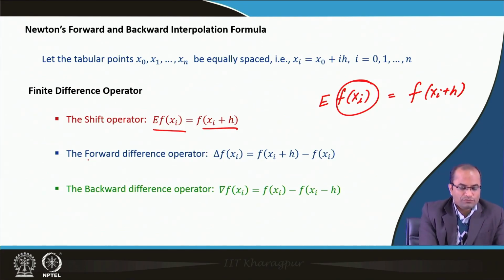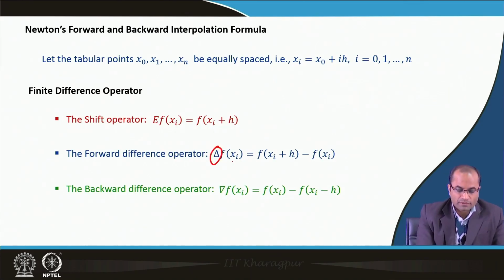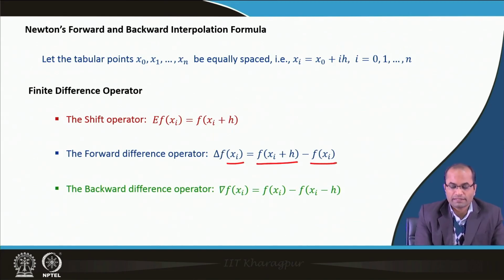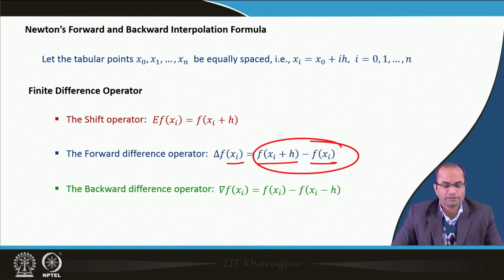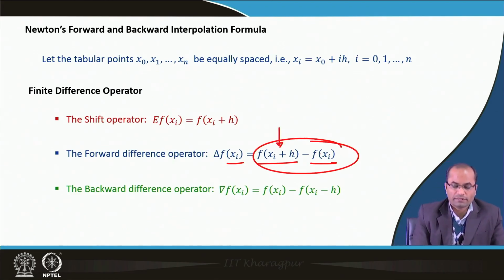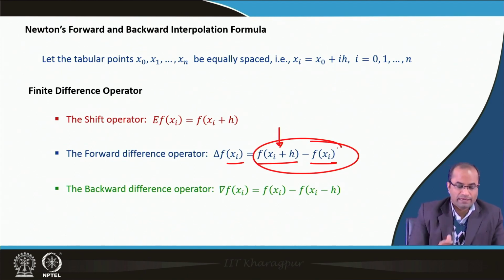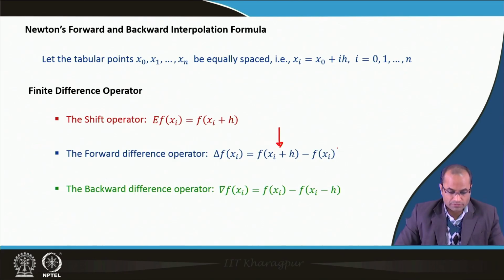There is another one, the forward difference operator, which uses the symbol delta. Delta f x i will be just f x i plus h minus f x i. So, it is a difference operator. We are going in the forward direction, then minus the value of f at the previous point. So, this is called the forward difference operator.